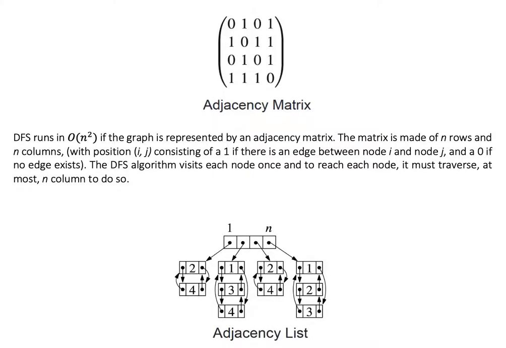It's easy to see the difference in the two graph representations just from looking at these diagrams. They're both representing the same graph. Depth-first search, no matter the representation, visits every node in the graph once.